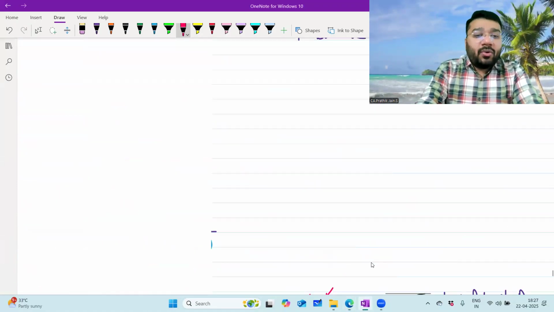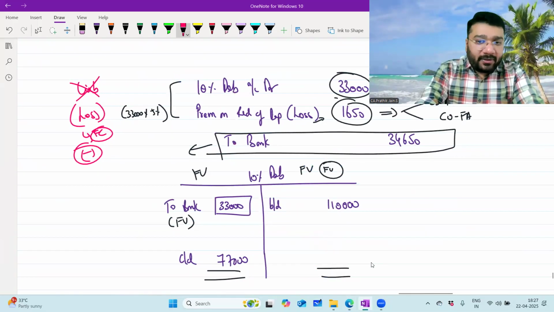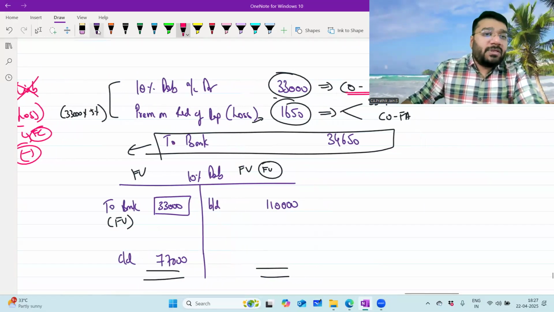Yes, sir. Now you can do a working note, people. Just copy paste this working note. We'll do it one by one. This is the working note on debenture.